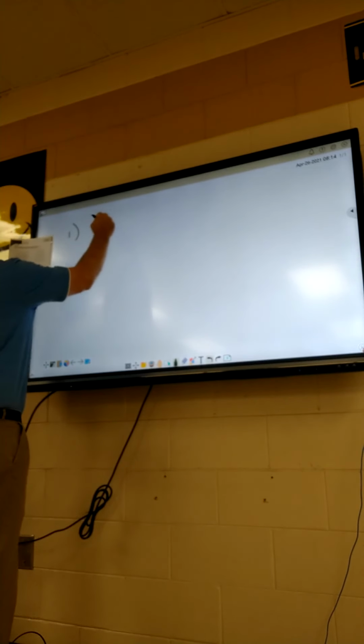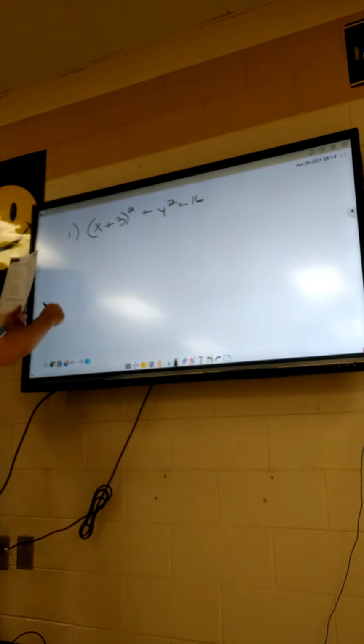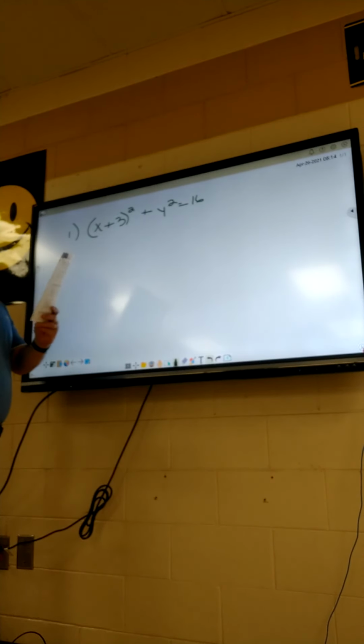Number one, we got (x + 3)² + y² = 16. All right, you guys need to write down either on this sheet of paper or on that sheet we had out Friday.